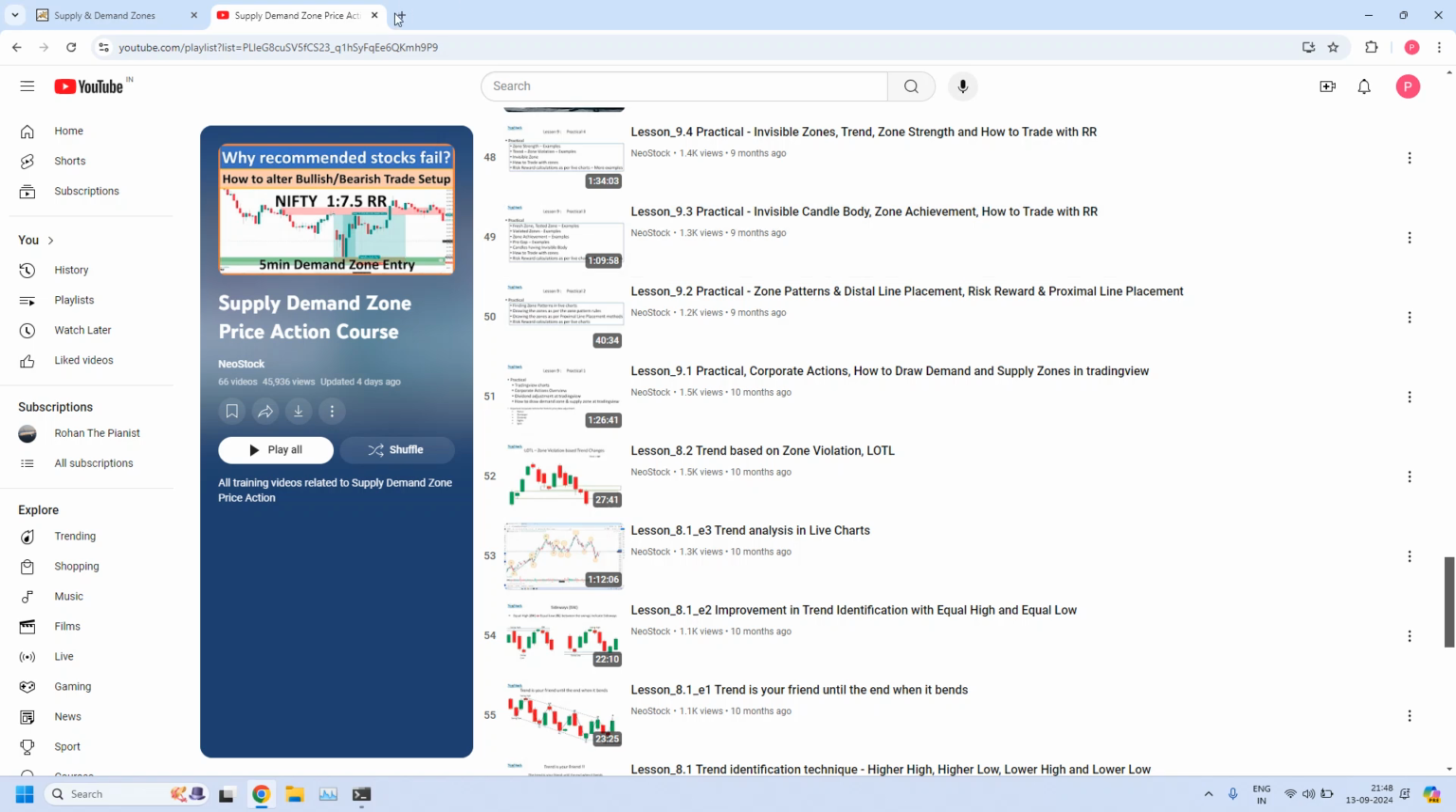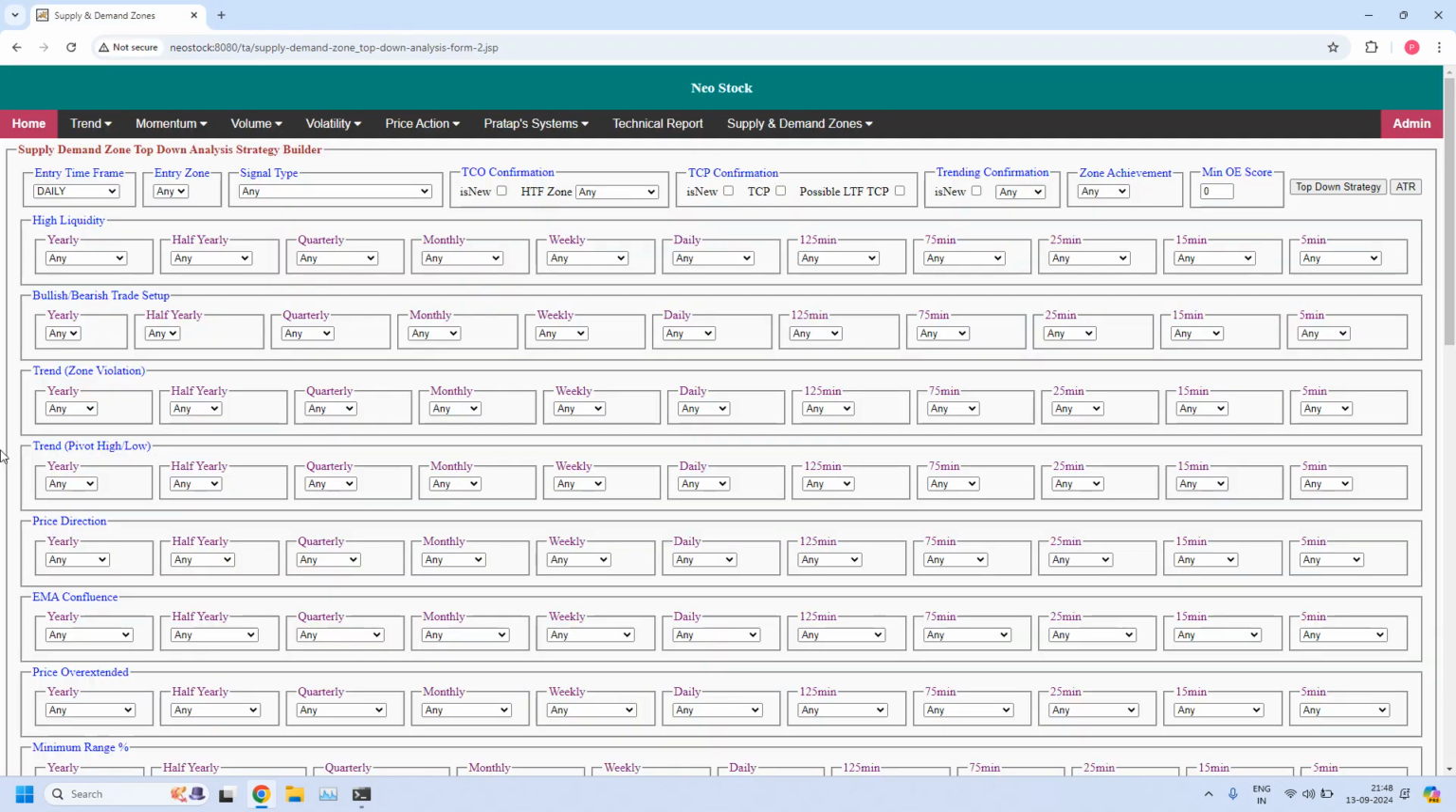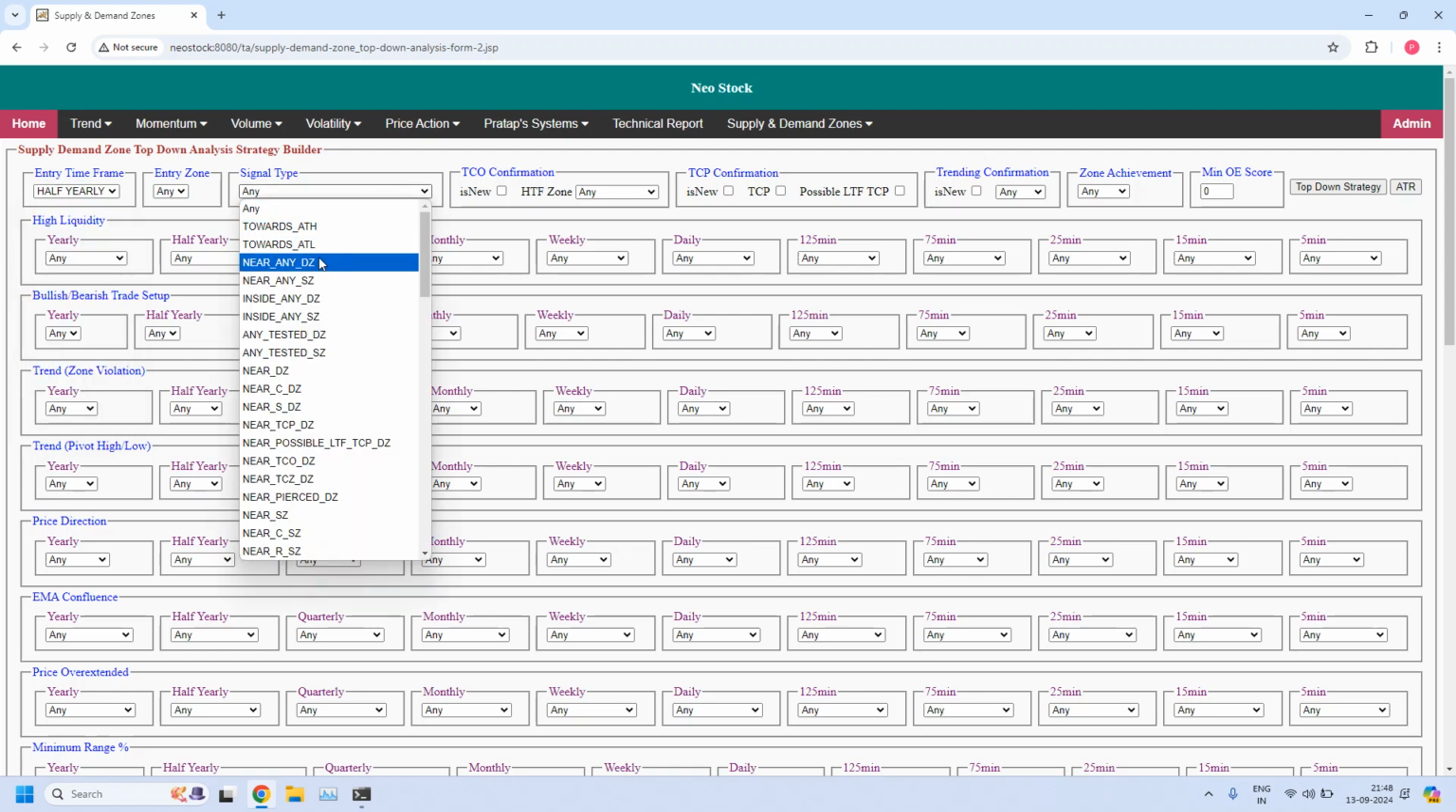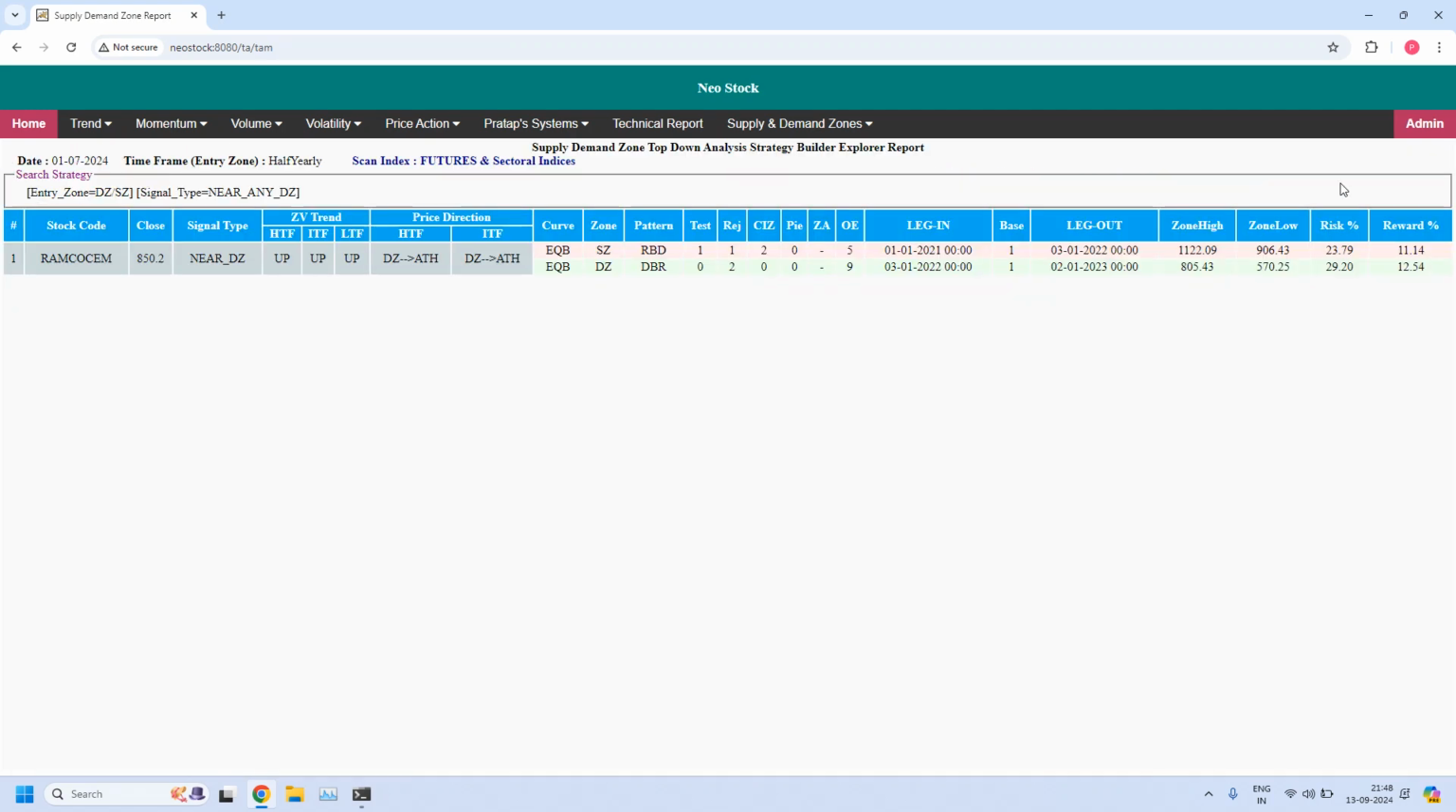Now let's get into the report generation. First, let's start with finding the stocks near demand and supply zones. During this process, we will also identify daily and 75 minutes high liquidity zones. Okay, I'm starting from half yearly time frame. Let us find the stocks near half yearly demand zone. One stock is filtered.